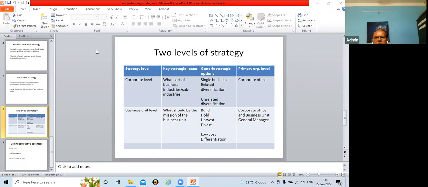And what is the primary organization level? Again, corporate office. And if you're talking about business unit level, then maybe CEO or general manager, either general manager or CEO, who planned strategy at a business unit level.